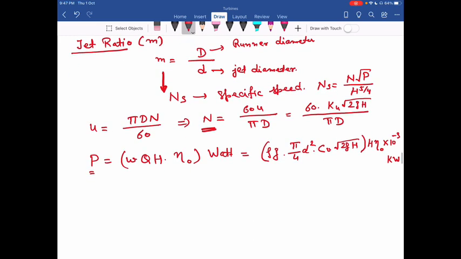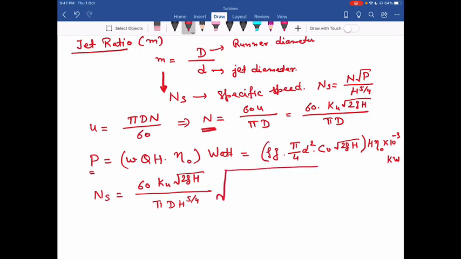So I have the relation Ns is equal to 60 Ku under root of 2gH divided by pi D, all multiplied by H raised to power 5 by 4, under root of rho pi by 4 D square Cv under root of 2gH into g into H into overall efficiency into 10 raised to power minus 3. This is all in under root.